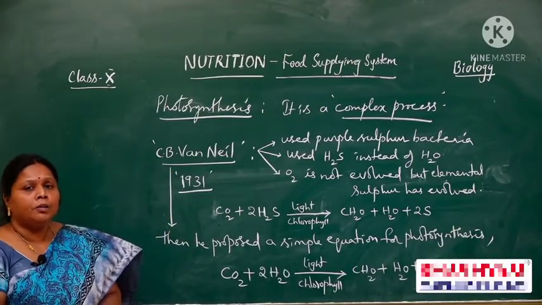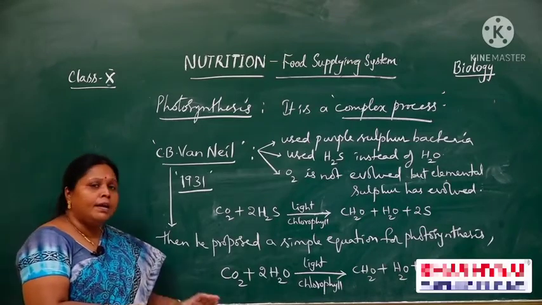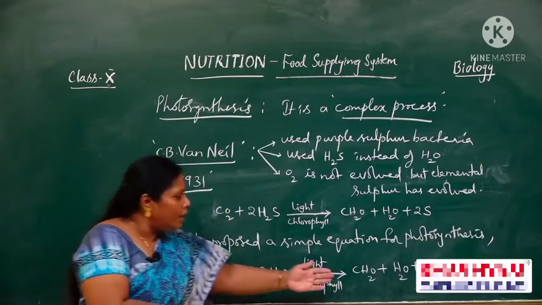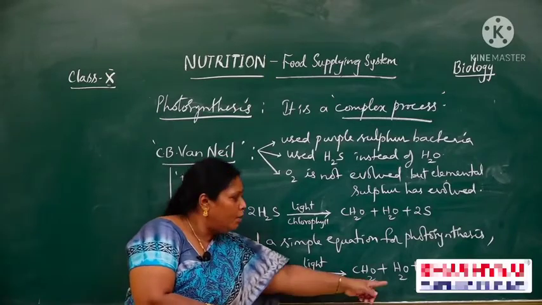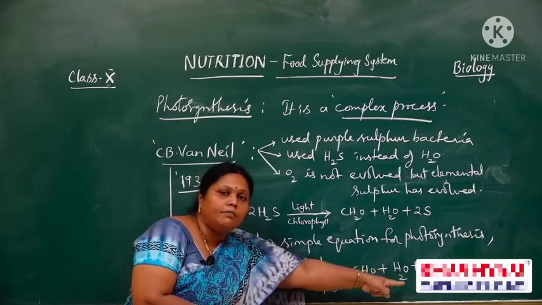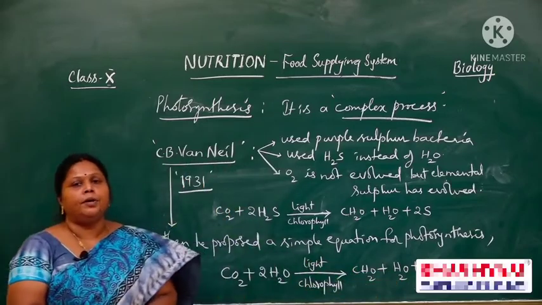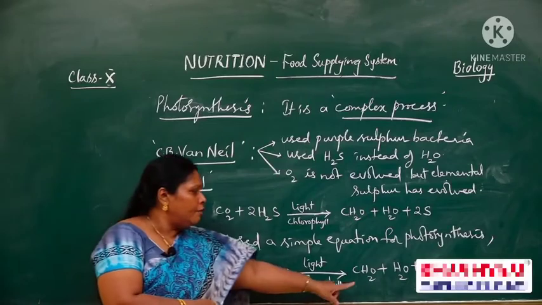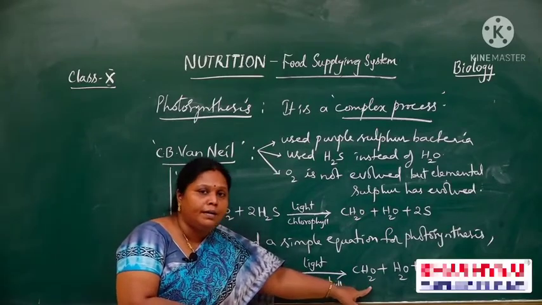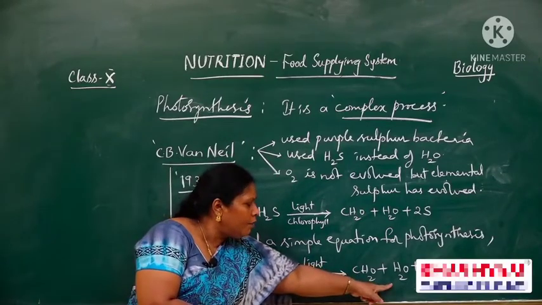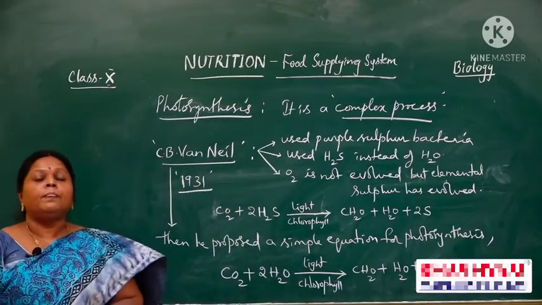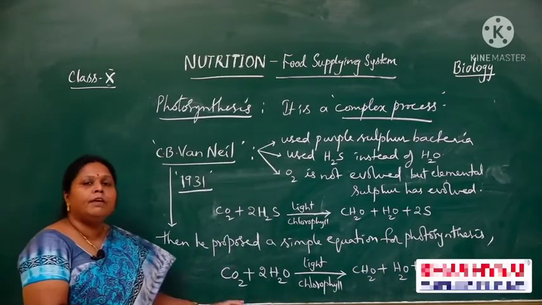And according to Van Niel, for one molecule of carbohydrate formed, one molecule of water and one molecule of oxygen are produced. So, this is the equation given by Niel.